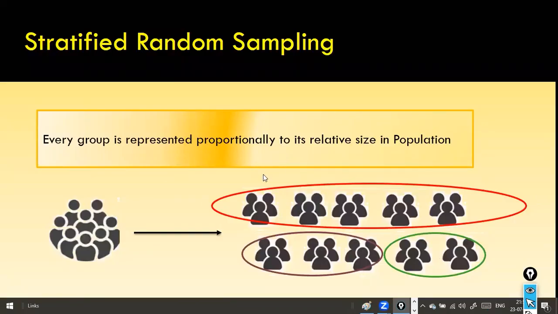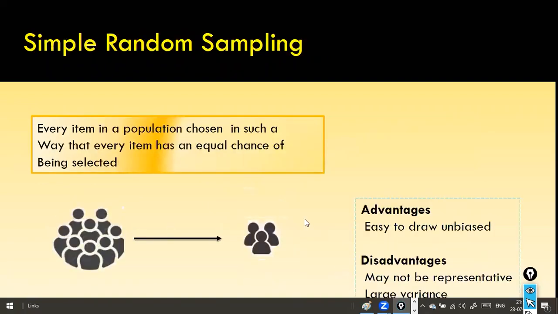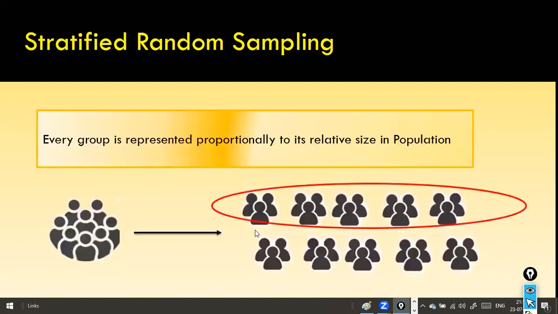Drawing samples across all the groups. Whereas in the case of simple random sampling, you are closing your eyes, in simple terms. You are randomly sampling the data. It's something like closing your eyes and picking up objects from the population. In that case, what will happen? There could be chances you might miss out some specific segments of data while sampling it. So you tell me which one is good.